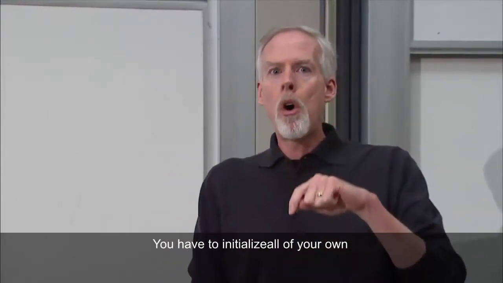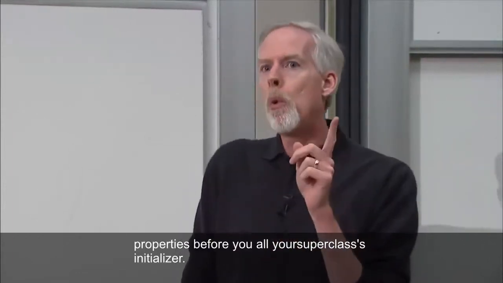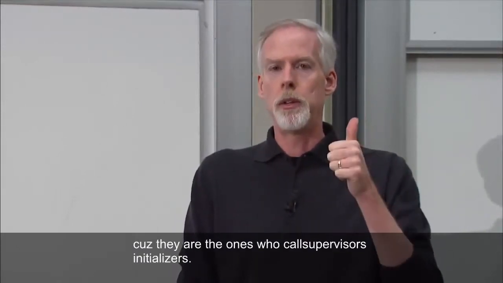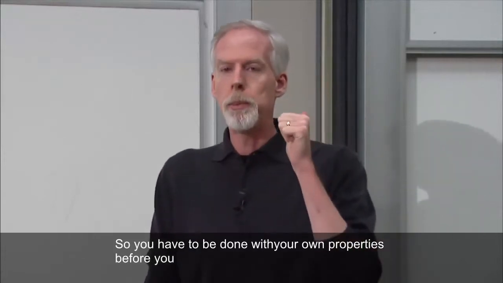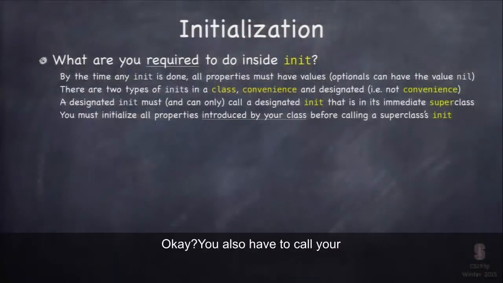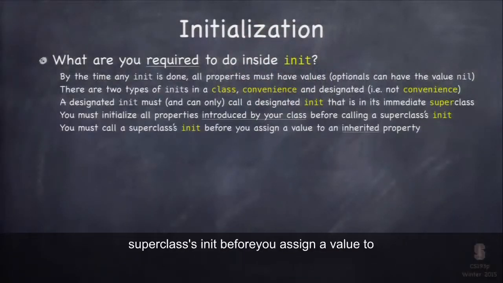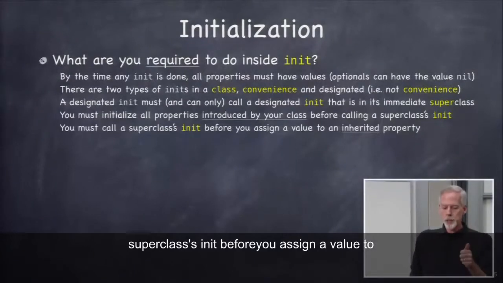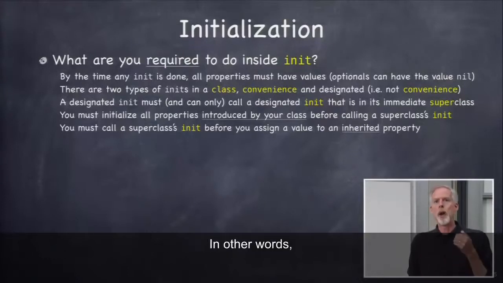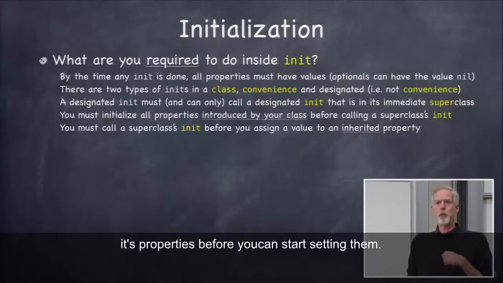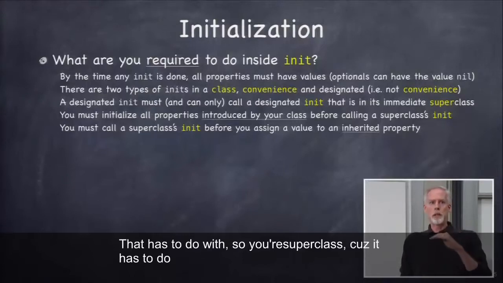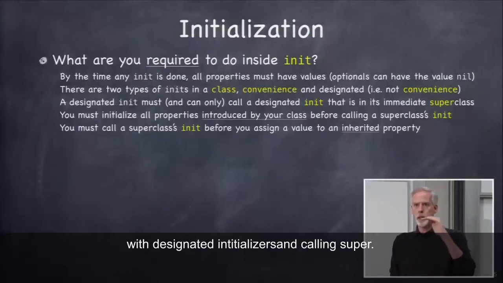You have to initialize all of your own properties before you call your superclass's initializer. Okay, this is for designated initializers only because they're the ones who call their superclass's initializer. So you have to be done with your own properties before you call your superclass's. This one will trip you up often. You also have to call your superclass's init before you assign a value to any property you inherit from your superclass. In other words, you have to let your superclass initialize its properties before you can start setting them. So you get those 3 rules. That has to do with designated initializers and calling super.